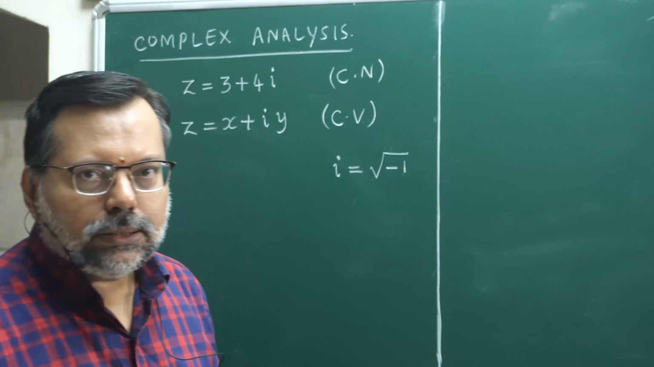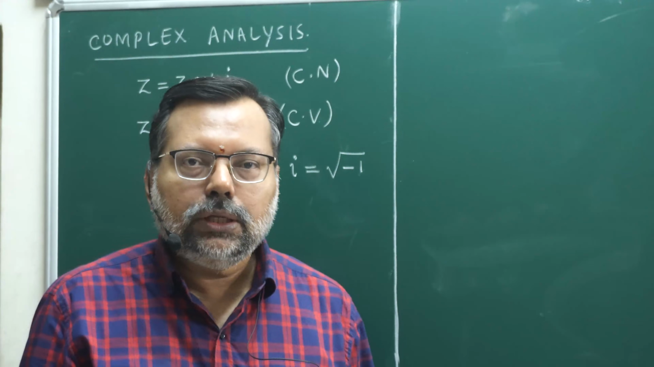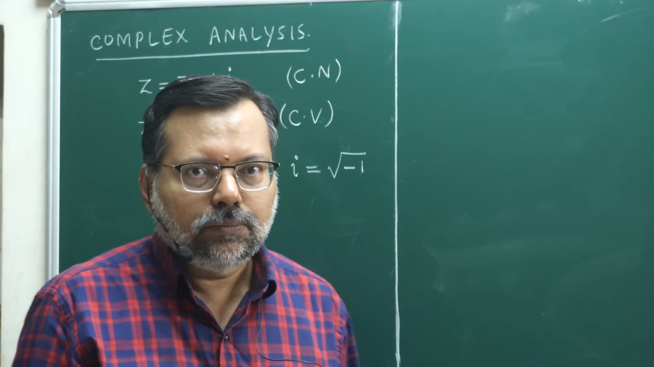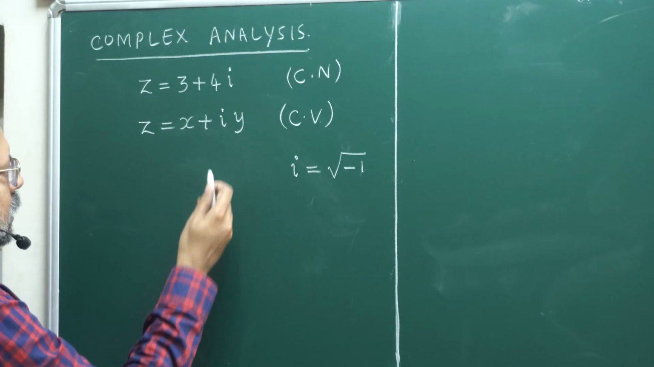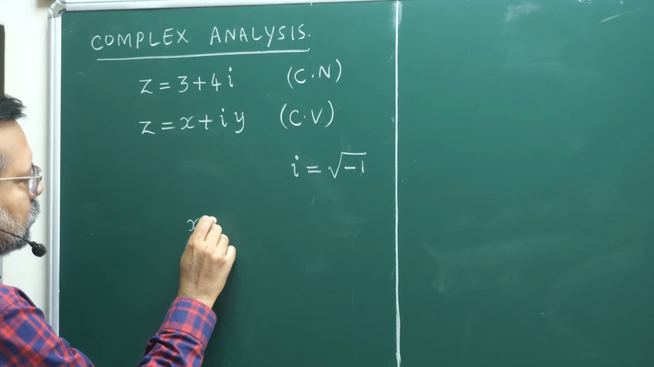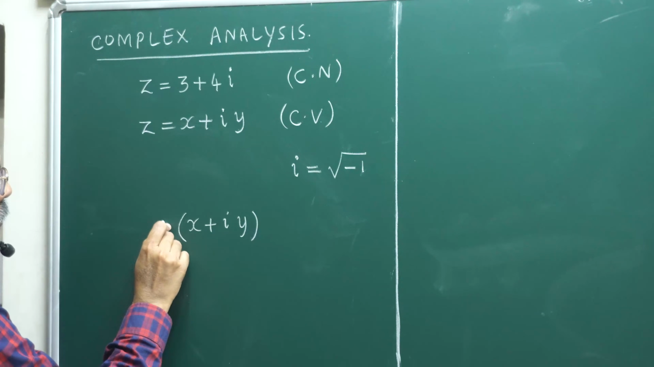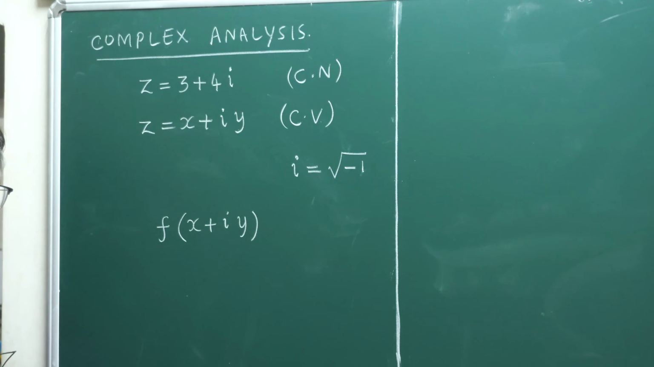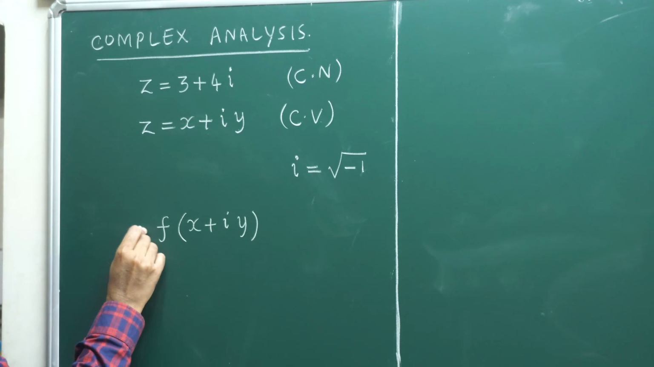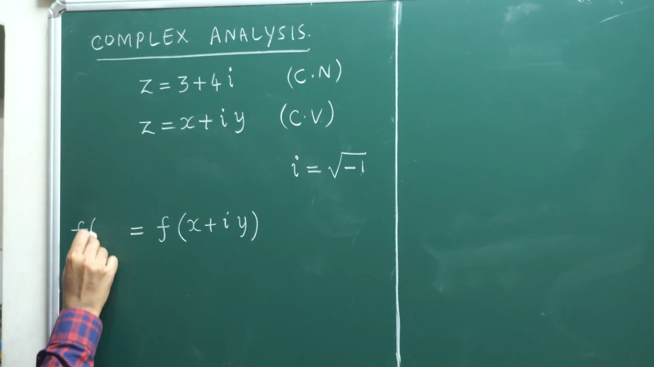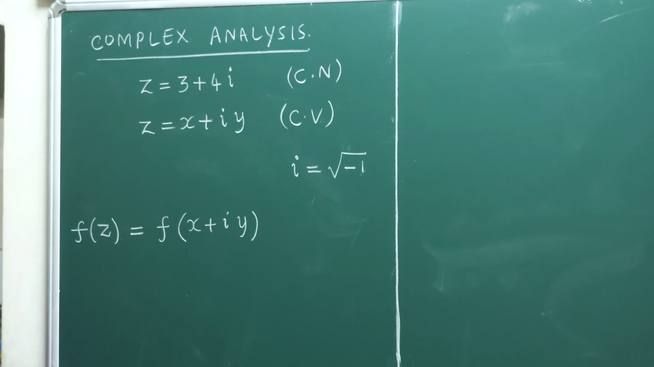So if that is the case, we are now going to talk about the function of a complex variable. You see, the complex variable is clear: I have x plus iy. I want a function of that. So the function of the complex variable is what we conveniently call f of z. Instead of writing f of x plus iy, it is convenient to write f of z. So f of z is a function of a complex variable.